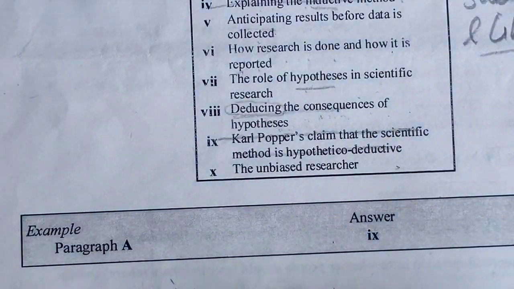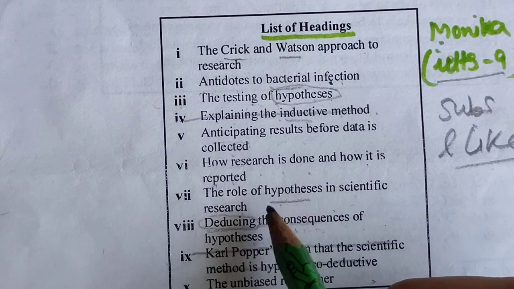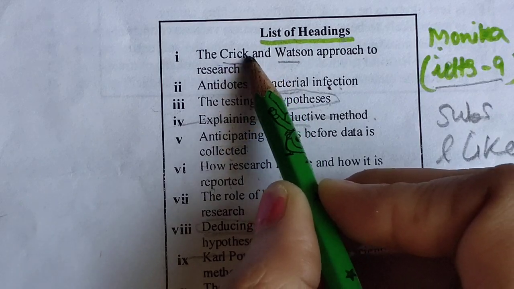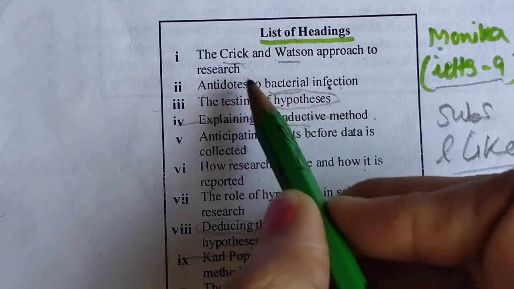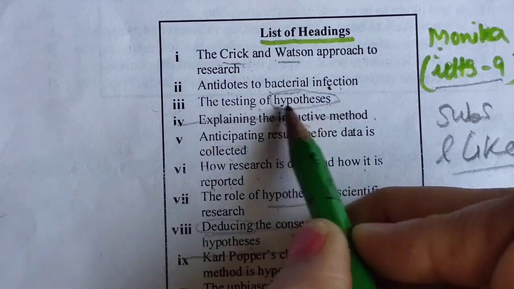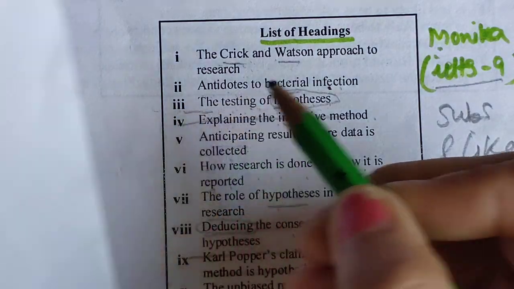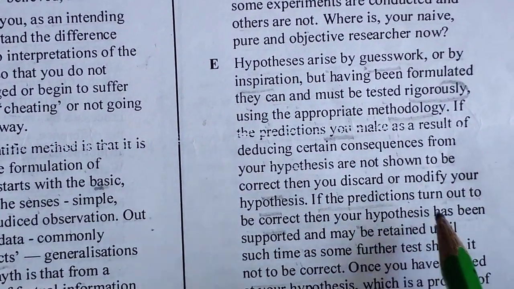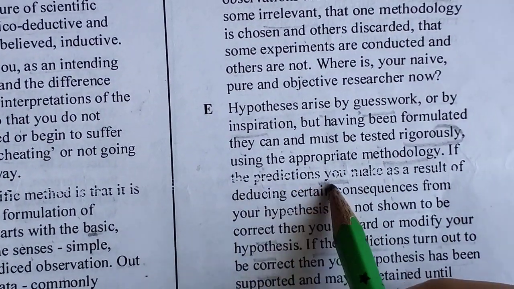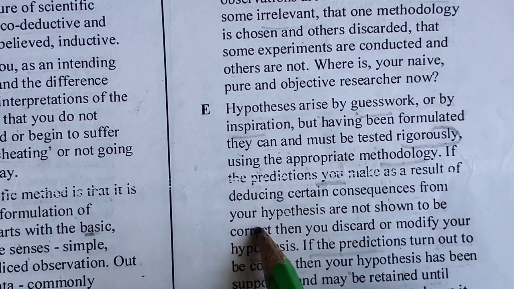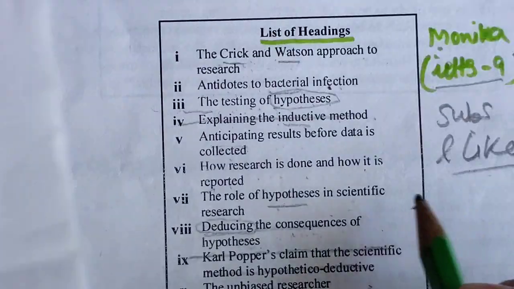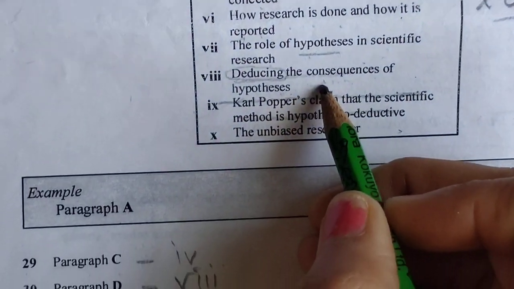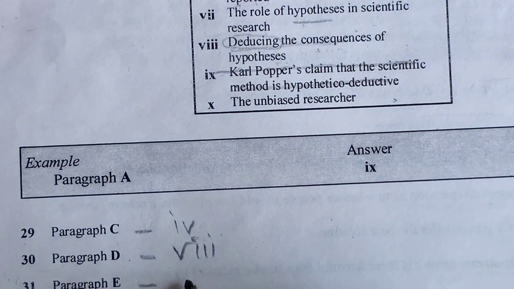Okay, let's read the options first. This is not given, they are not talking about that in this paragraph. No antidotes to no infection. I think it is the testing. If the prediction turns out to be correct, then this will happen. If the predictions are not shown to be correct, then we can use this testing of hypothesis. It will come with E paragraph.